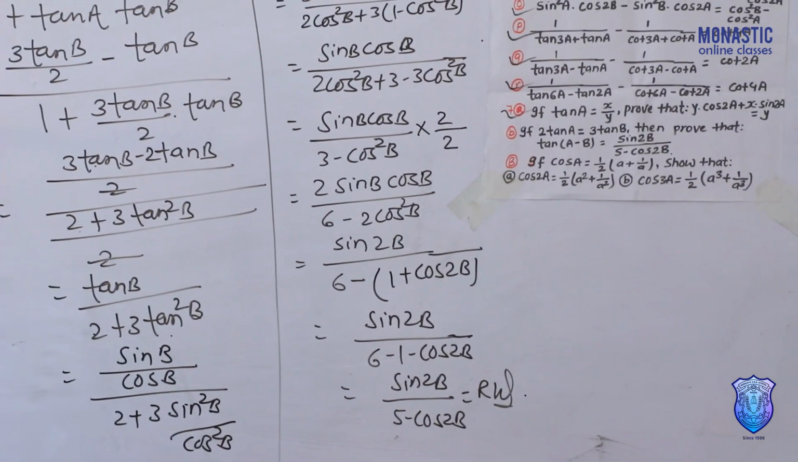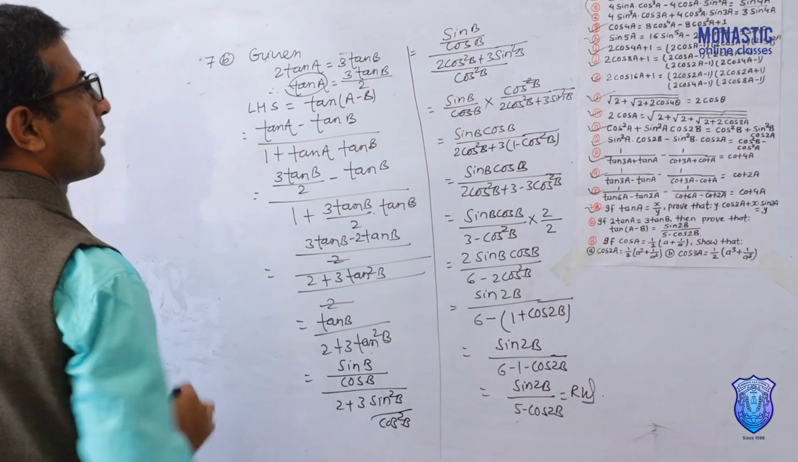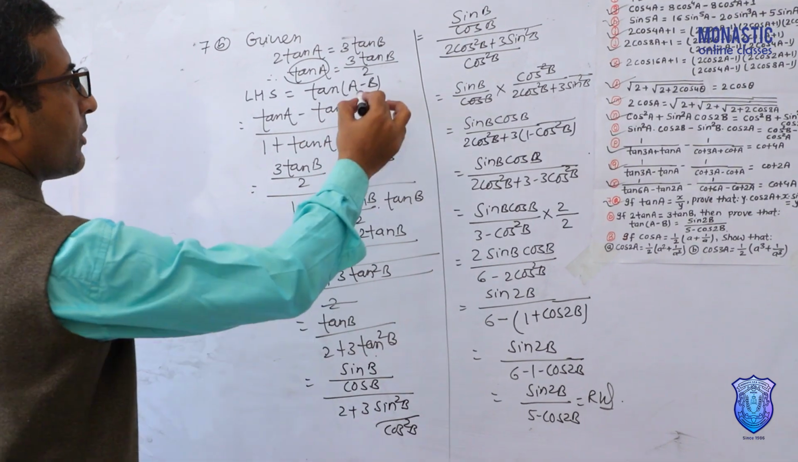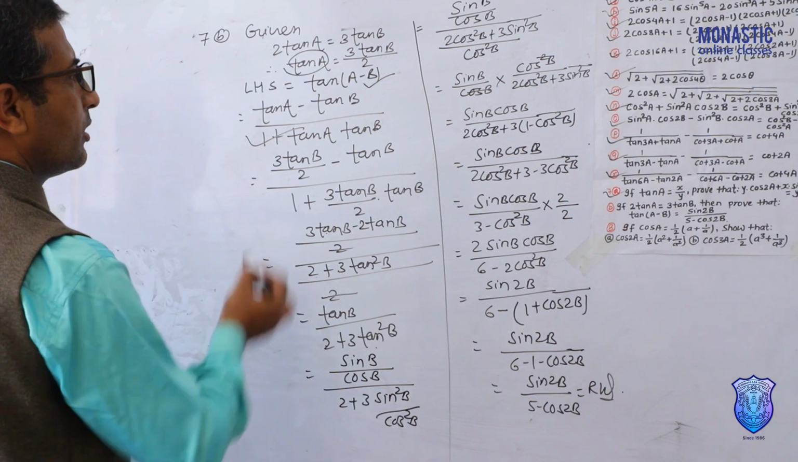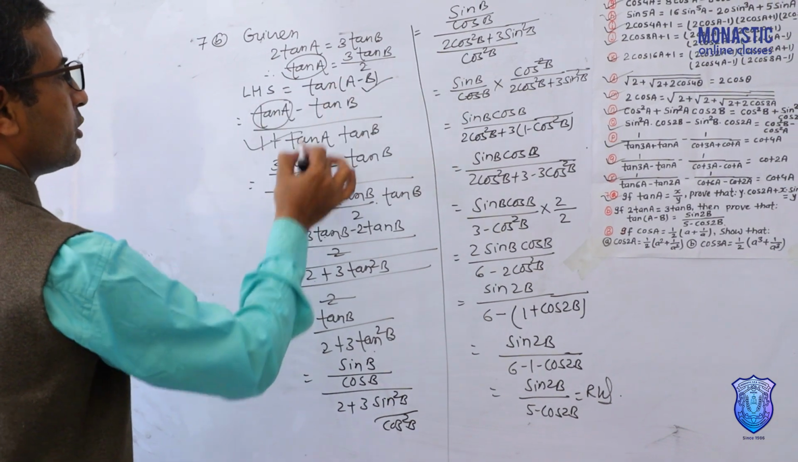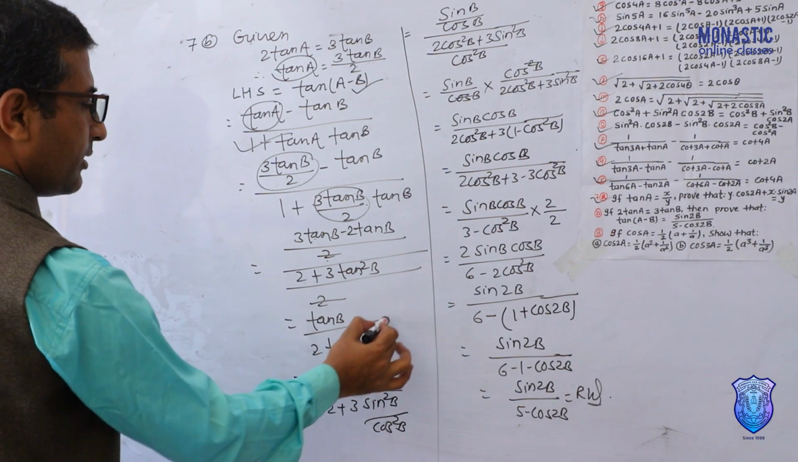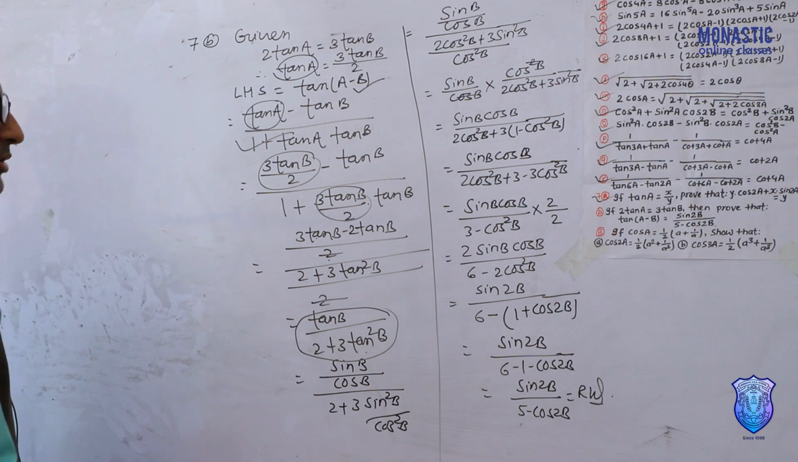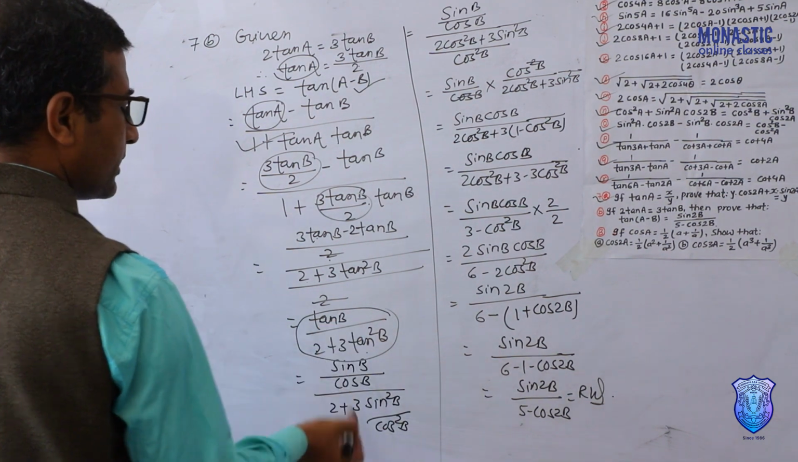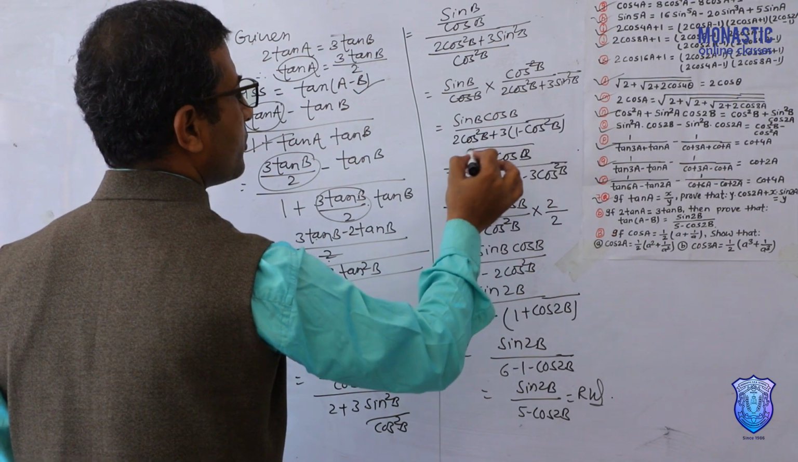Let's start again from the beginning. First of all, we have to find the value of tan A. In the LHS, it is tan of A minus B. Write the formula. Wherever there is tan A, substitute the value. Then do the simplification. The final result you obtain is this. But we want the result in sine cos, so convert tan into sine cos. Finally, we got this result.